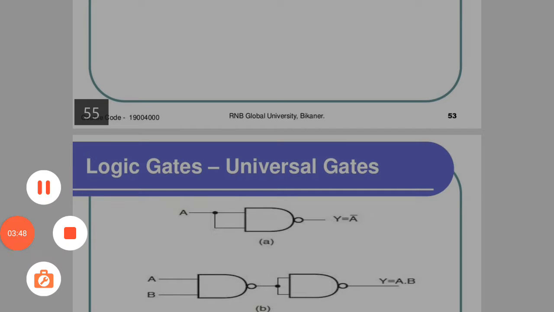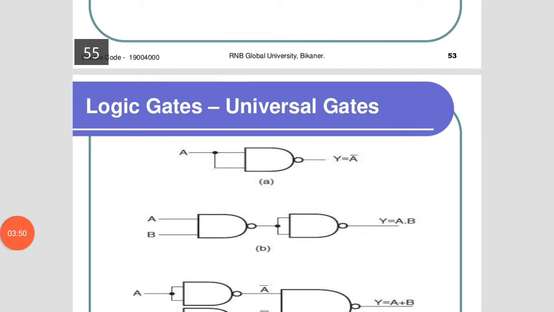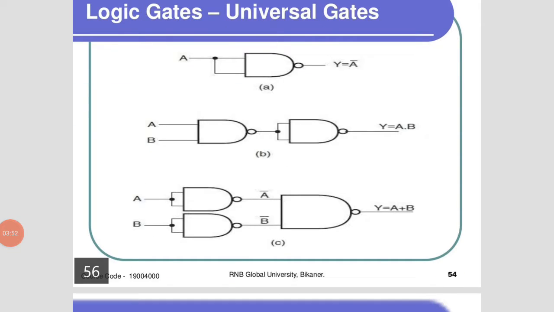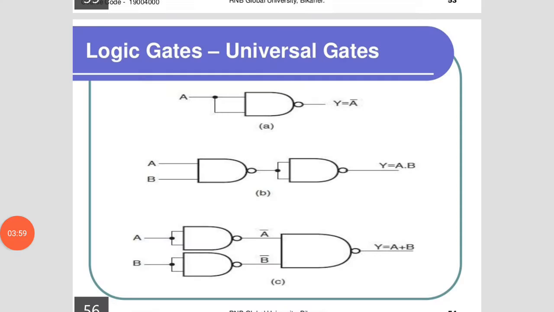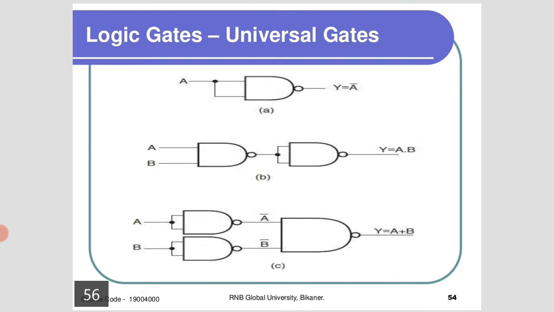Logic gates, universal gates, as shown in the slide. These are the universal logic gates. First, with input A, the output Y is equal to A bar in the diagram here. After that, input A and B, A into B: the output of the NAND gate is given to another input of a NAND gate. So Y is equal to A into B.